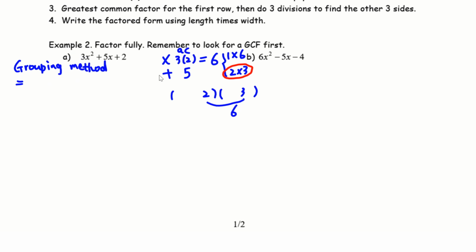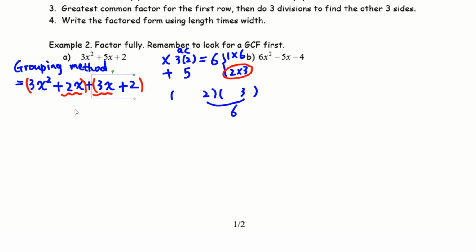So grouping method is we have 2 and 3, these two numbers. We are going to rewrite the 5x as 2x plus 3x plus 2. Use the two numbers you found. Rewrite the 5x. The reason for that is we want to factor the first two terms and the last two terms. So from 3 terms we go to 4 terms.